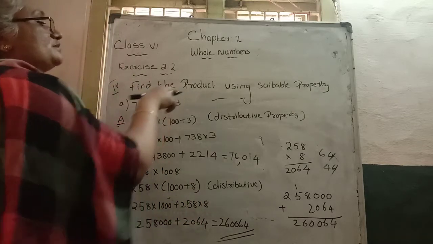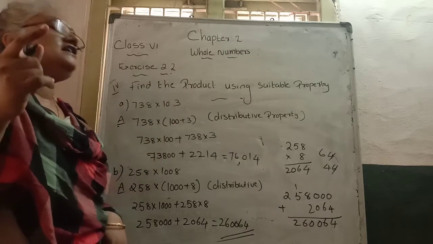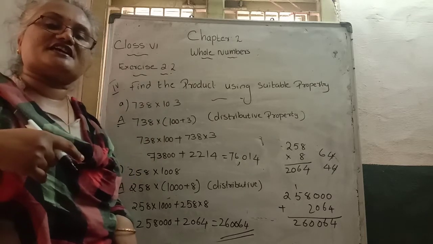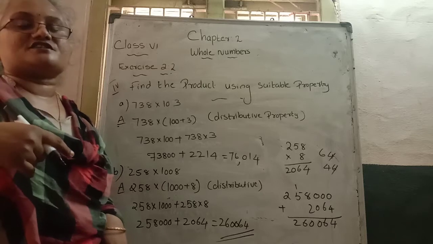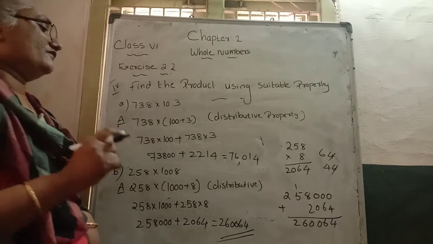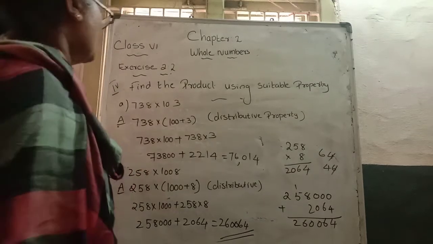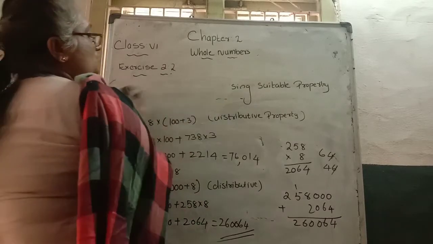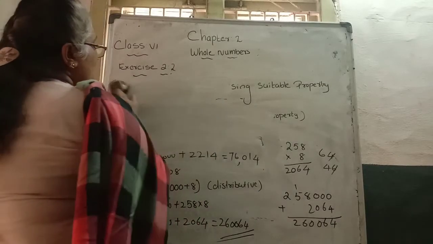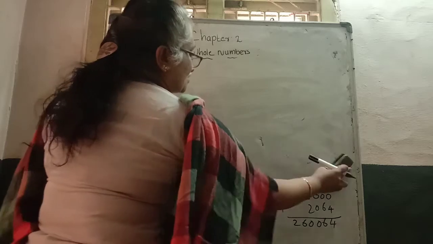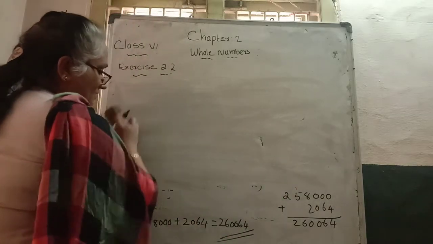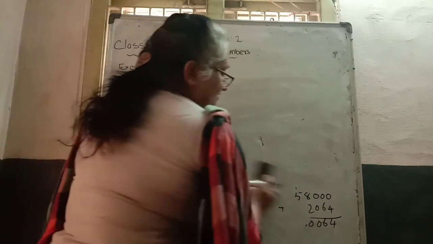Fourth Roman, find the product using suitable property. Here which property we apply? Distributive property we are applying there. Next, fifth Roman. Fifth Roman, they tell us about one word problem. What word problem means? A car driver is there.